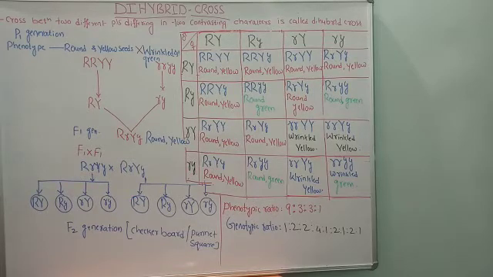So you just make a cross first in the first box, capital R, capital R, capital Y, capital Y. So which is the dominant? Round and yellow. Similarly, capital R, capital Y, small y, getting round and yellow. So in this, we have to find out which is the dominant. Similarly, like this, we are making a cross.